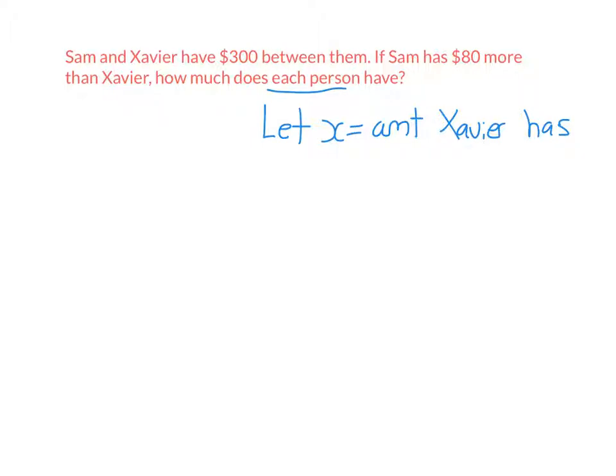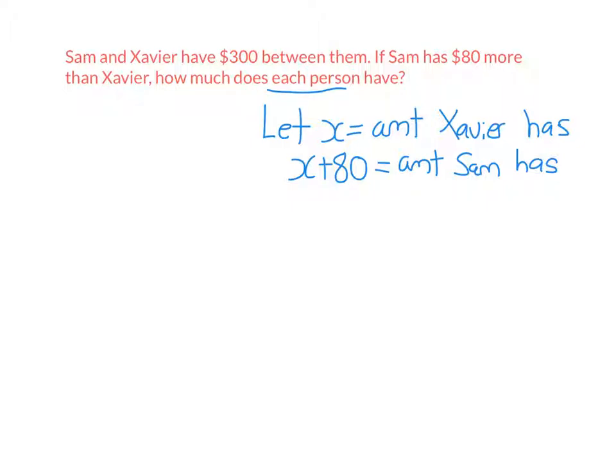So if, say, Xavier had $10, Sam would have $90 because he has 80 more. If Xavier had $200, Sam would have $280. If Xavier had 300, Sam would have 300 plus 80. So if Xavier had x, Sam would have x plus 80. So Sam has Xavier's amount plus $80. So what I've done is define a variable for both quantities I'm trying to find, but I've only used one pronumeral. I only used an x for Xavier and an x for Sam as well. Once again, I don't want to use a second letter because I don't know how to solve equations like that.